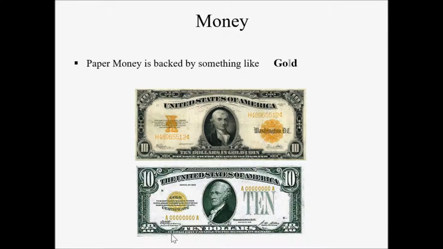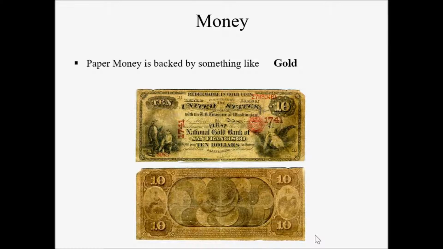Notice that at the bottom of this $10 bill, it says the bearer of this $10 bill can exchange this piece of paper for $10 in gold coin. So money was still backed by gold when this paper money was circulating in the United States. Notice how small they made that wording, as opposed to currency that looks like this. This currency says, hey, this money is backed by gold.